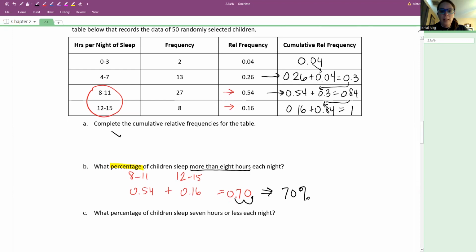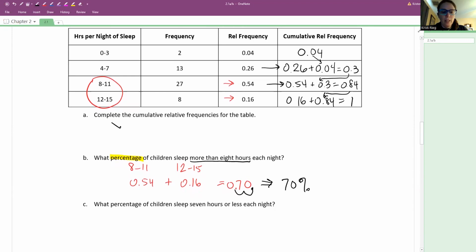Okay, last one on this picture, we have what percentage of children sleep 7 hours or less? So for my algebra folk out there, 7 hours or less, it includes the 7. Again, we're not being too picky, we're just going to take both of those. 0 to 3 is 0.04. 4 to 7 is 0.26. So this is going to equal 0.3 or 30%.